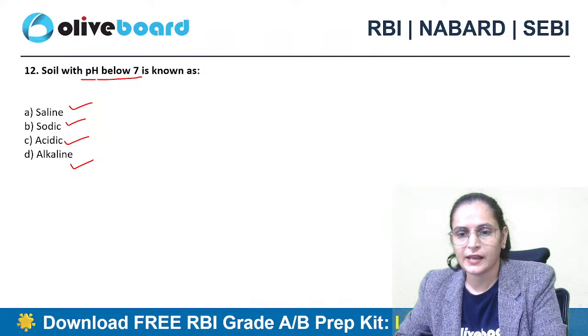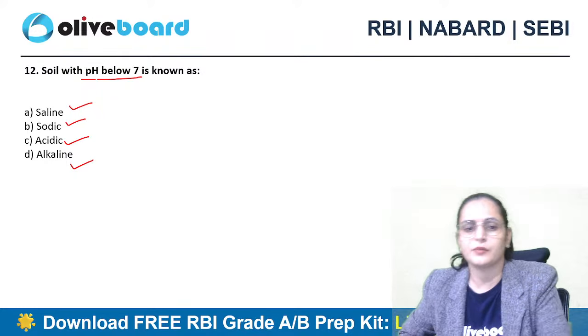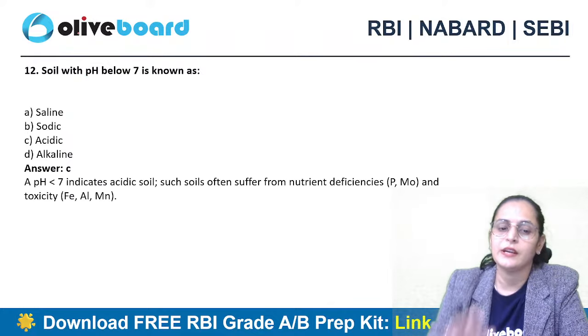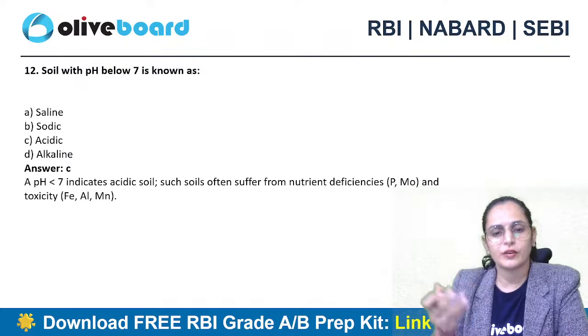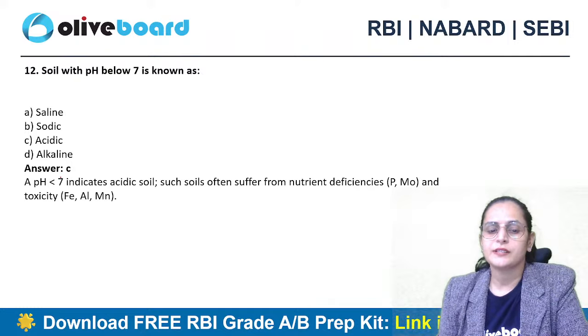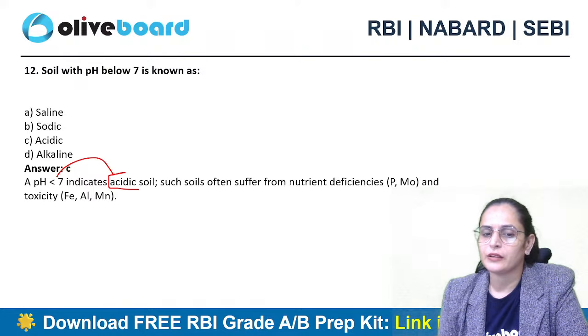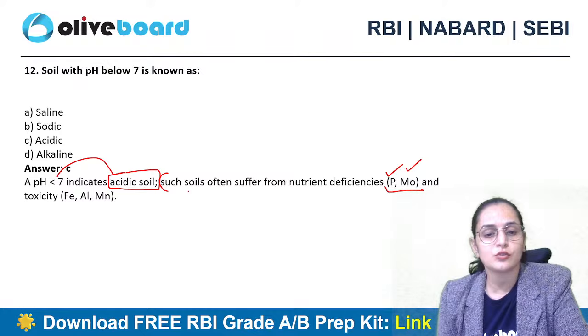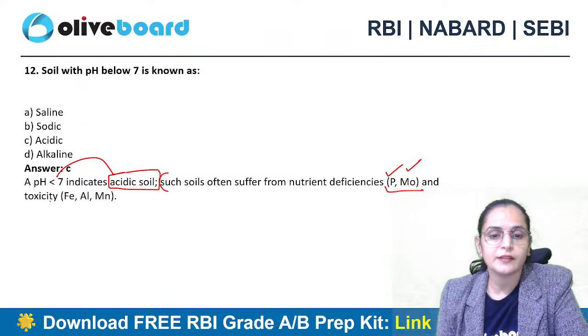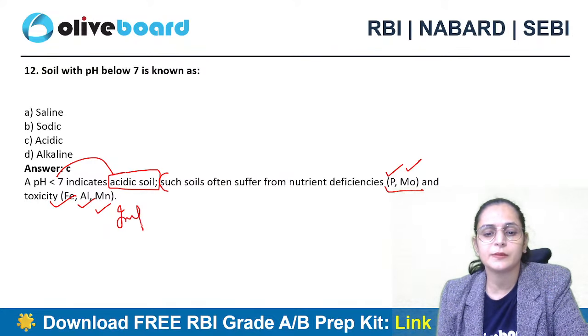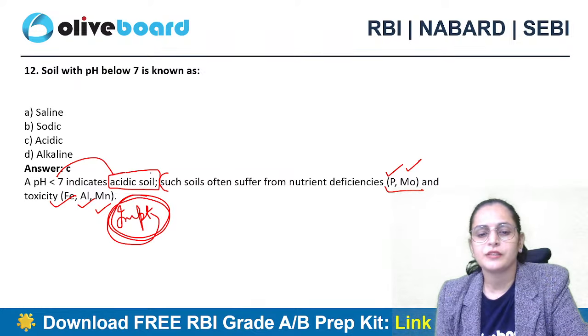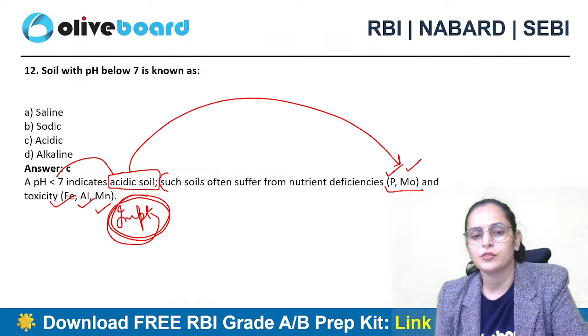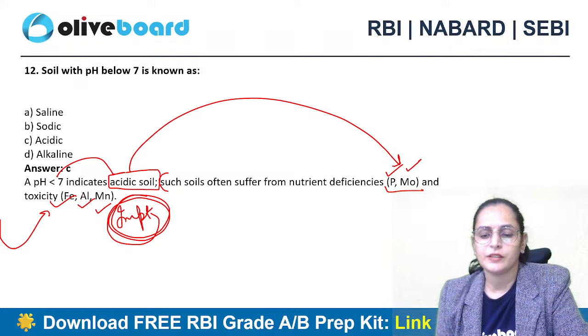Now, don't go for saline, sodic, and other things. Definitely, your answer will be option C, that is an acidic soil. Options like sodic, acidic, and saline are added here just to confuse you. It simply indicates the soil has a low pH value, which means it's an acidic soil. When the soil is acidic, it will suffer from nutrient deficiency: phosphorus and molybdenum will be deficient, and the soil will have an excess of iron, aluminium, and manganese. So this explanation is very important. When the soil is acidic, it will have the deficiency of these nutrients and the toxicity of these three nutrients.